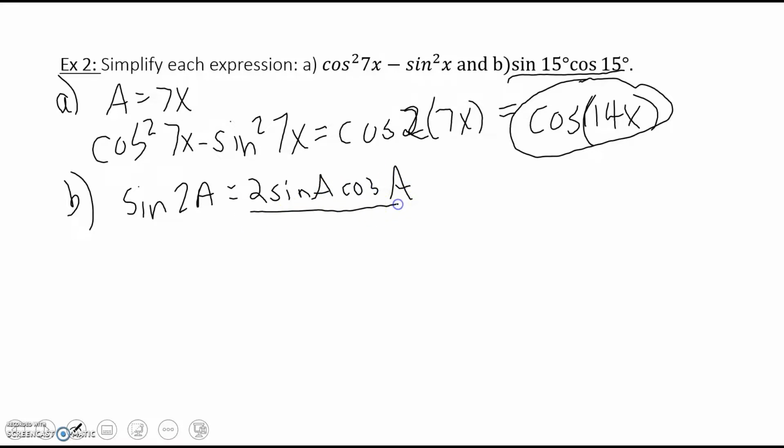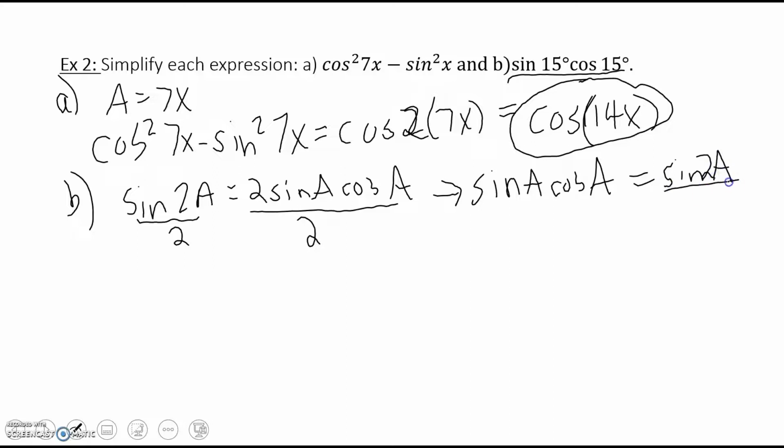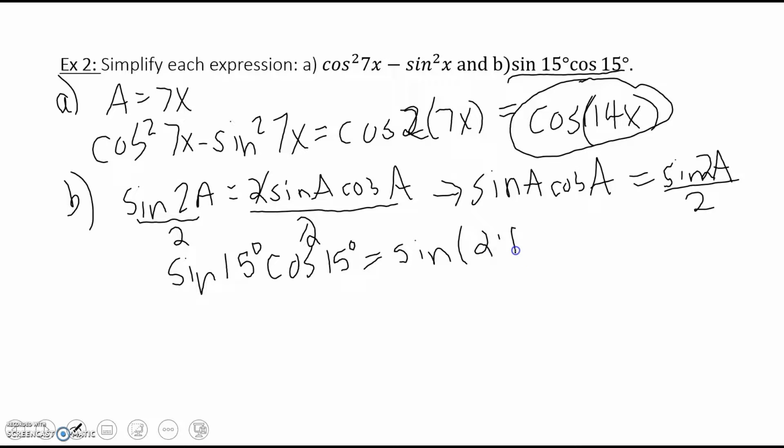So what I'm going to do is divide both sides by 2 so that I know what sine of a cosine of a would be. So I'm just switching the side that I'm writing it on the equal sign, but sine of a cosine of a is sine of 2a all over 2. Y'all see that? Because I took the 2 out of that identity. So that means that sine of 15 degrees, and notice that our a here is 15 degrees, times cosine of 15 degrees, that's going to be sine of 2 times 15 degrees all over 2.